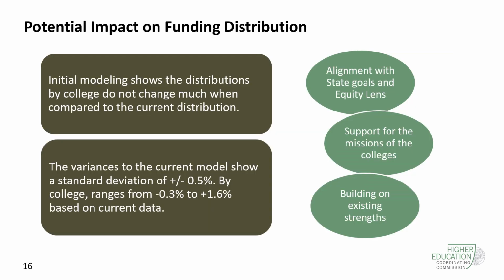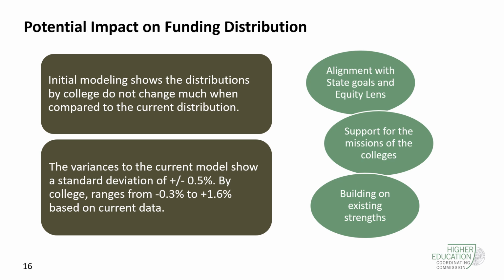So as we transition to a discussion of how these recommendations will impact, what does this actually do? What does it actually accomplish? So first we talk about the impact on the funding distribution itself, the funding that each college receives. Initial modeling using current data shows that the distributions by college do not change much when compared to the current distribution. And that's likely because so few dollars are being subjected, and because this was based on using $12.5 million, which is only about 2.5% of the current formula total.